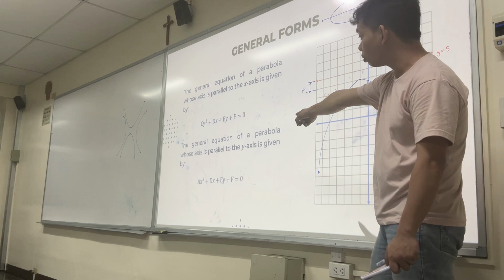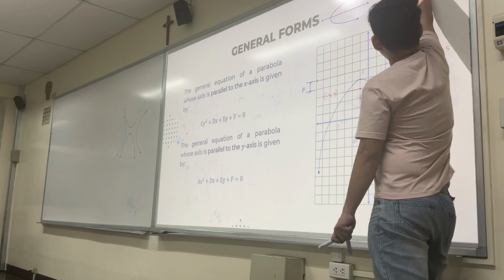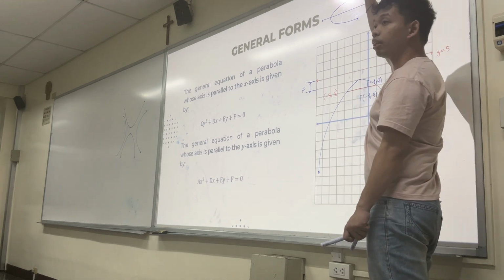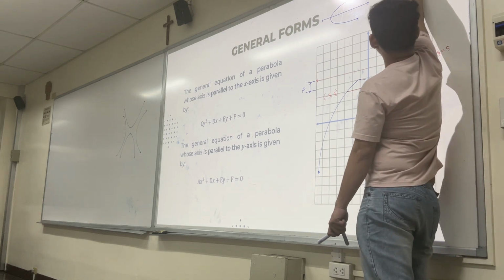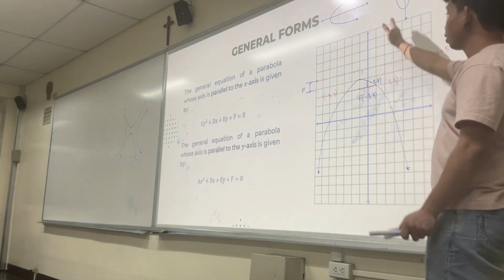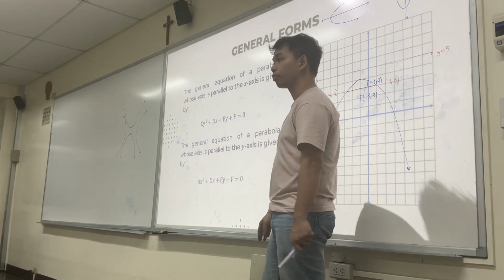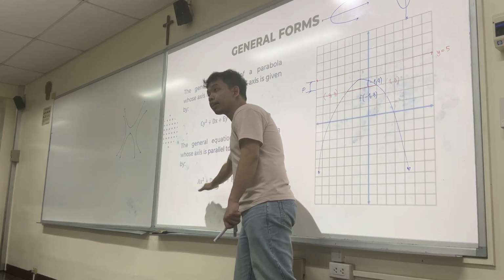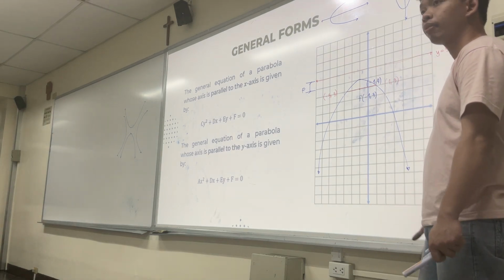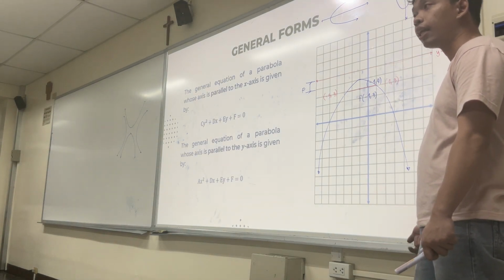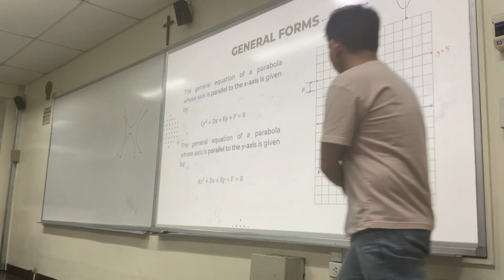If you have a parabola that is parallel to the y-axis, this one would be this. Where's your axis of symmetry? It's vertical. So for that case, this is parallel to which axis? To the y-axis. So your general equation would be in this form: ax squared plus dx plus ey plus f is equal to 0. Understood? Questions? None? So those would be your general equations for a parabola. Let's have our sample problems.